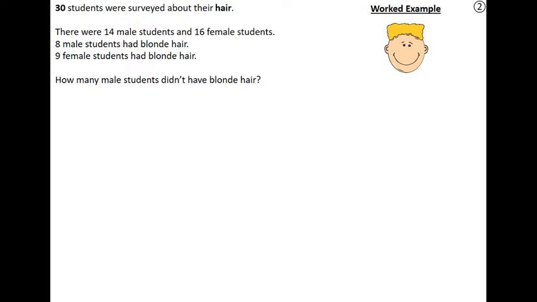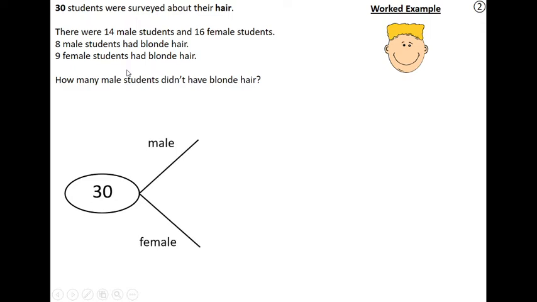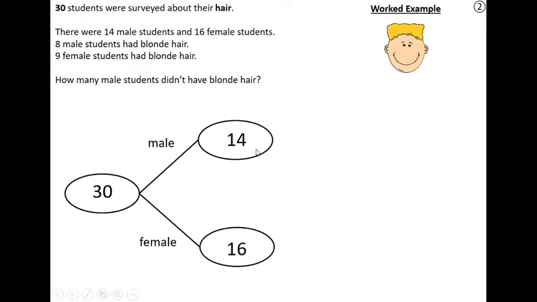So first of all, we start with the 30 people, and then the next sensible split is going to be male or female. So there are, from the question, 14 male students, so that means there also must be 16. Notice how 14 plus 16 makes 30.